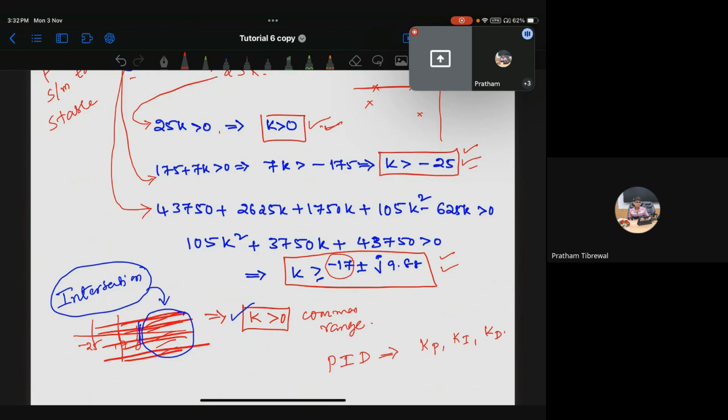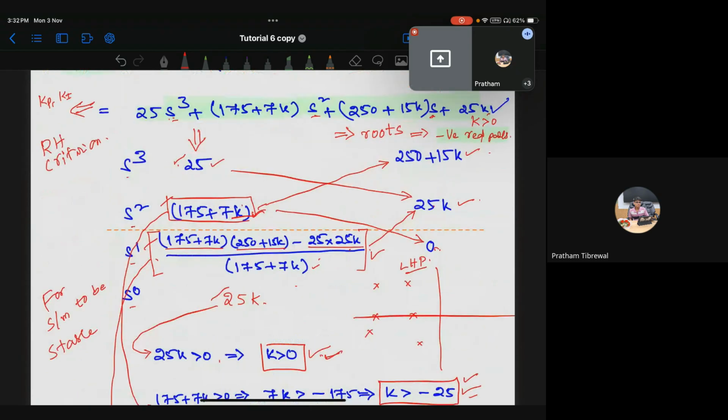One more thing: here we have got 25. If the coefficient of s cube is negative, then I will take the condition, less than zero, and verify that.